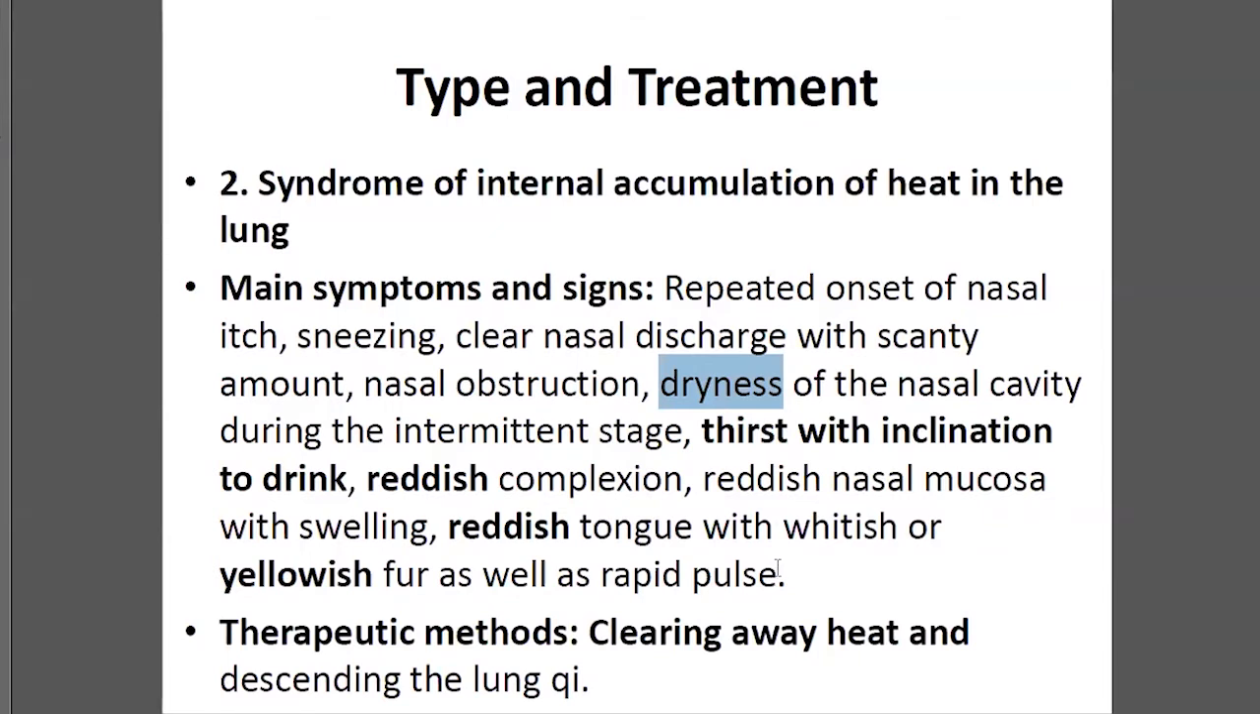So that's what we say: clear heat and descend lung heat. We still say the nose is the orifice directly related to the lung. Any kind of nose problem, we think about the lung first.